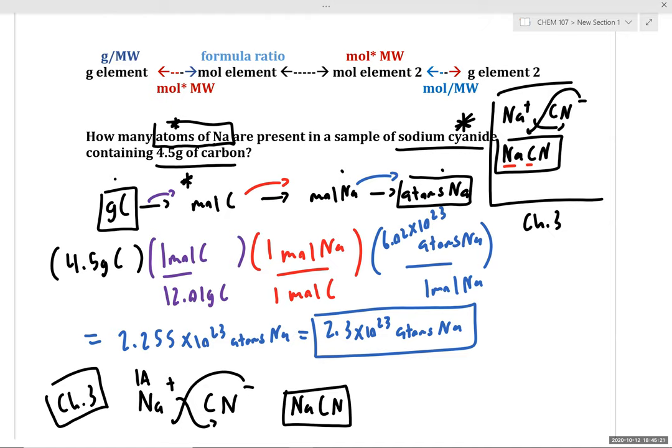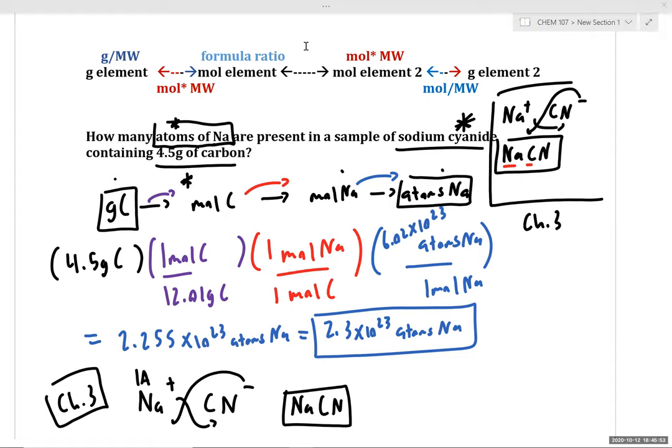Professor, on this particular problem, can you go over how we got the 2.255? I know that the 12.01 is the mass of the carbon, but we multiply the 4.5 and the 12.01. What I'm going to do is let me actually share my screen. Let me share a projection. Okay. And from there, I can show you on the calculator.